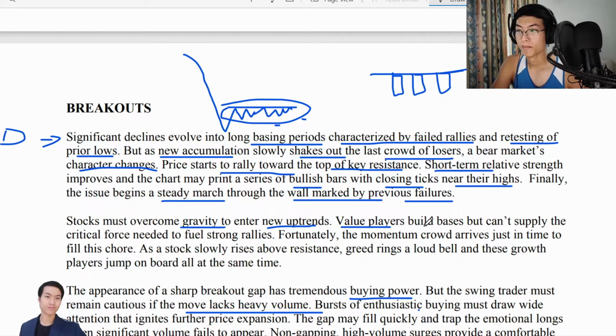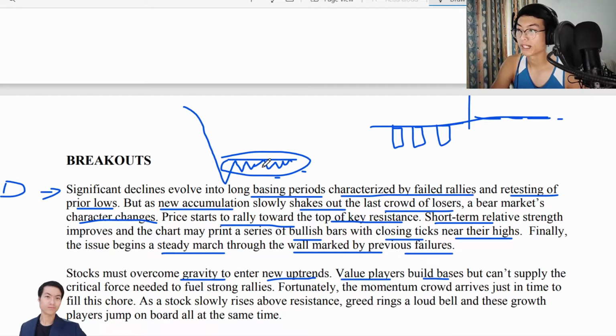So value players build bases, but can't supply the critical force needed to fuel a strong rally. At this area, where you look at these kinds of areas, there's a lot of value players, people who have bought in over here, and here, and here. They're thinking, hey, this is a good area for us to buy in because this is a lower price, so we want to dollar cost average. When we look at these kinds of companies, maybe this company has good cash flow and a pretty good price to sales ratio, and the fundamentalists, the people looking at fundamental analysis, are thinking that this is a very good company to buy at these kinds of prices.